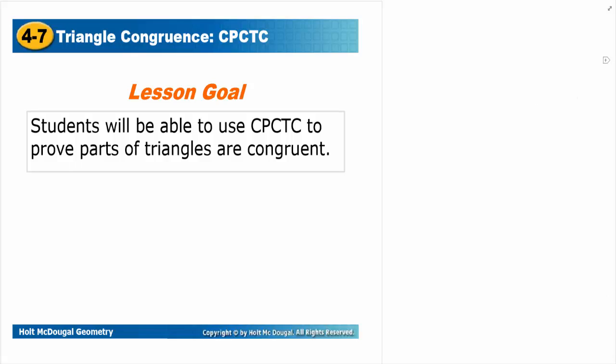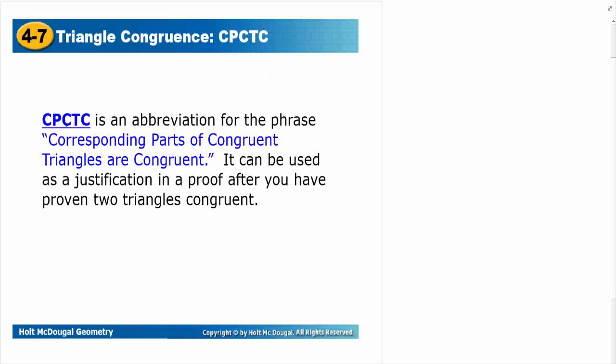So again, let's explain what this means. CPCTC means the following: corresponding parts of congruent triangles are congruent. Notice I circled C, P, C, T, C. We need to know what that means, or else, unless you want to write the whole thing out every single time, I would advise against that. So again, we're going to use this as our proof statement.